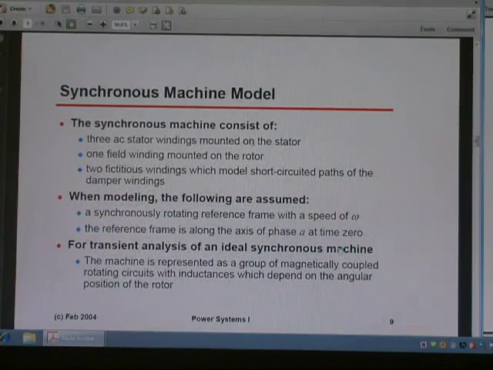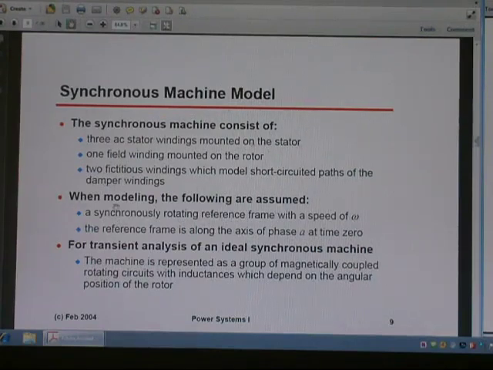And then we're talking about the synchronous machine model. A synchronous machine consists of the 3 AC stator windings mounted on the stator, 1 field winding mounted on the rotor, and 2 fictitious sub-windings which model the short circuit paths of the damper winding. This is the synchronous machine.